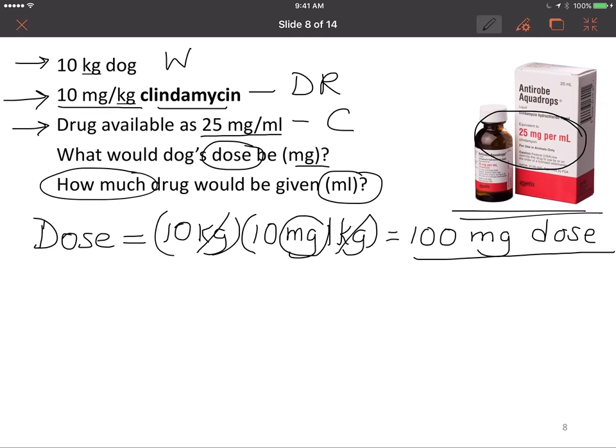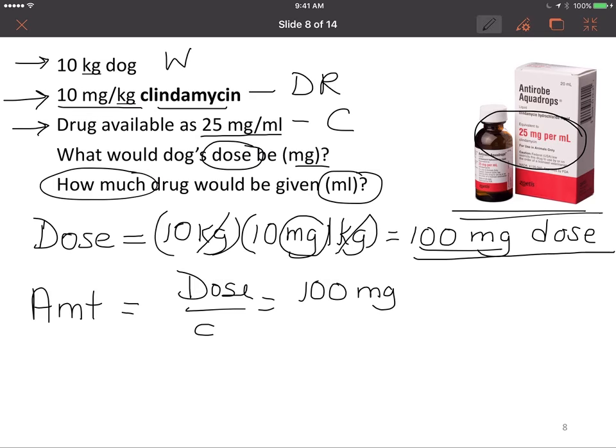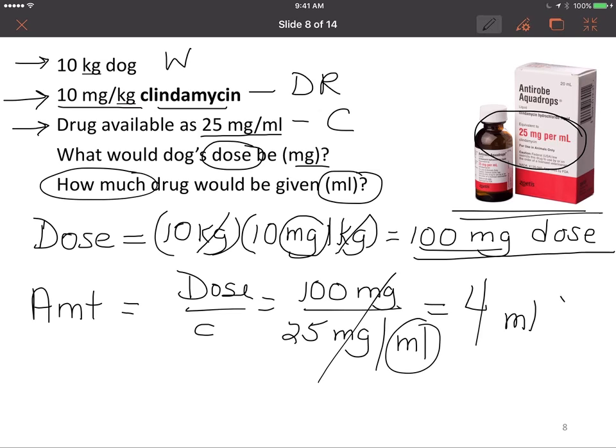Now we have to get 100 milligrams from this 25 mg per mil solution. We're going to go to our second part. Amount equals dose over concentration. So the amount equals 100 mgs, our dose, divided by the concentration, which is 25 mg per mil. Cancel mgs. 100 divided by 25 equals 4, and our units are in mils. So this patient is going to get 4 mils of the Antirobe Aqua Drops orally.